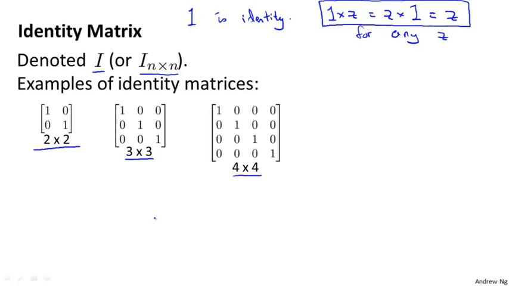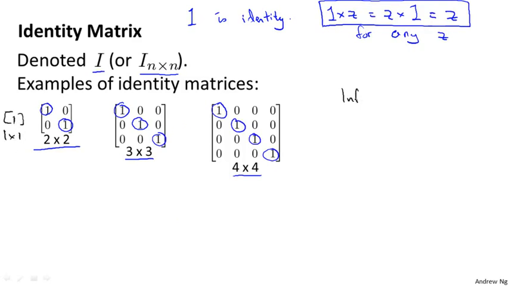So the identity matrix has the property that it has 1s along the diagonal, and so on, and 0 everywhere else. By the way, the 1 by 1 identity matrix is just the number 1. It's the 1 by 1 matrix with just 1 in it. So it's not a very interesting identity matrix.